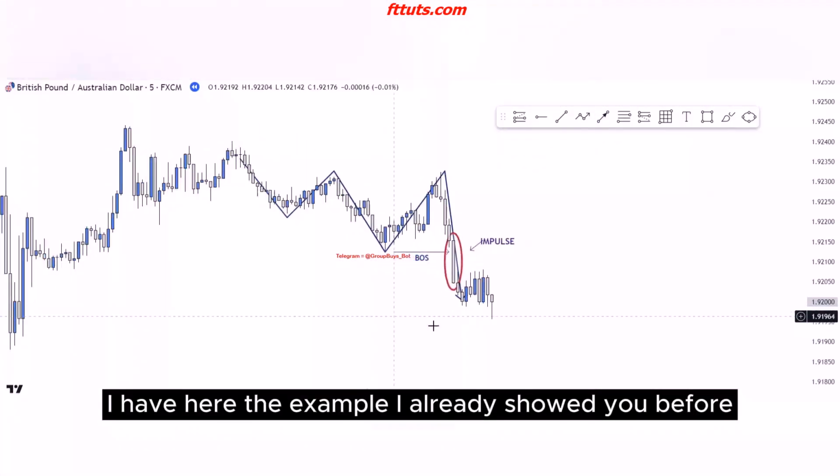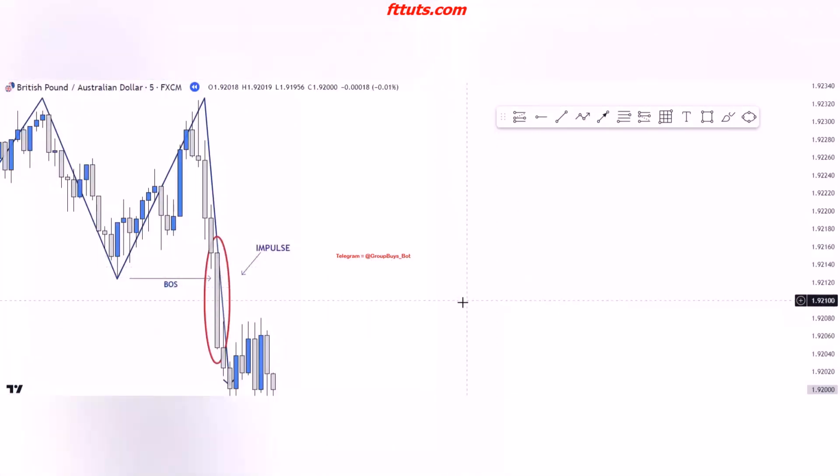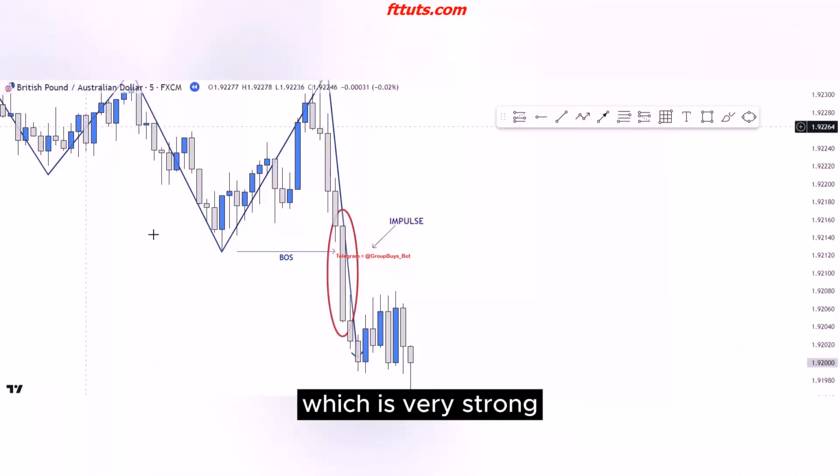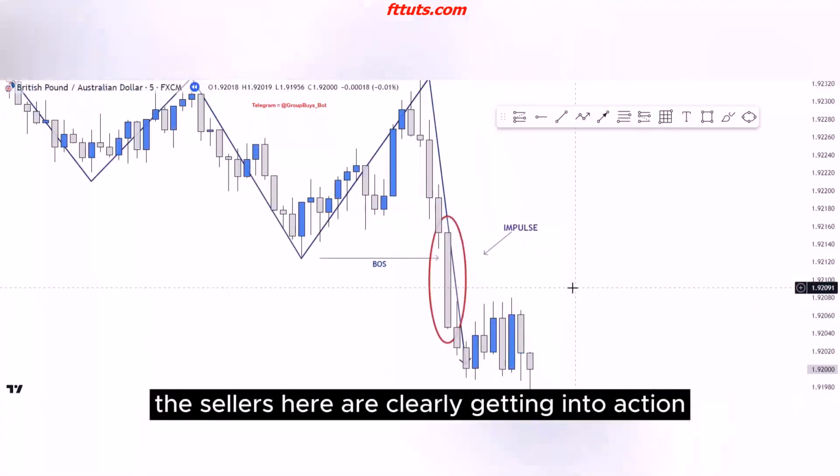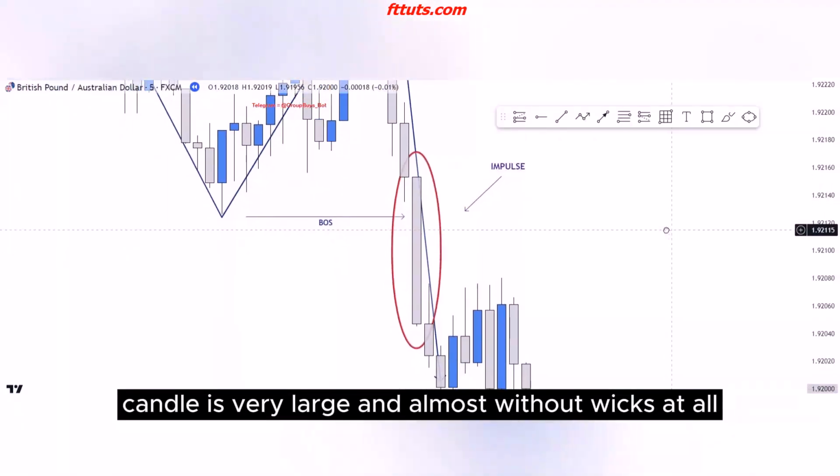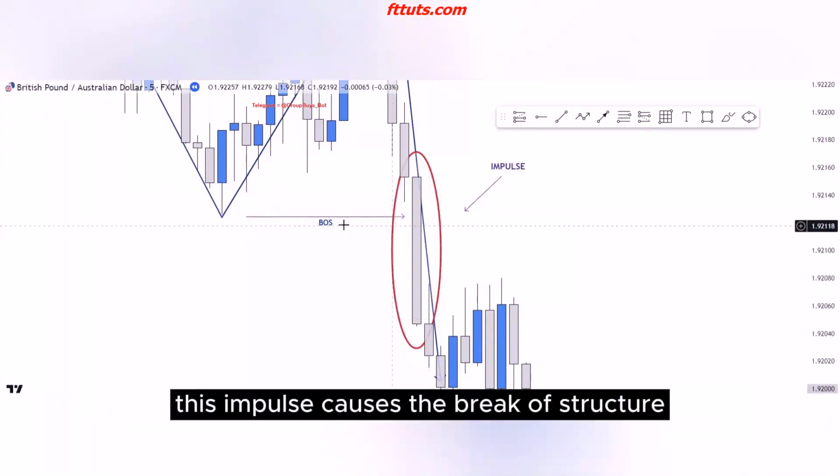I have here the example I already showed you before. You can see here the impulse candle, which is very strong. The sellers here are clearly getting into action. The candle is very large and almost without wicks at all. This impulse causes the break of structure.